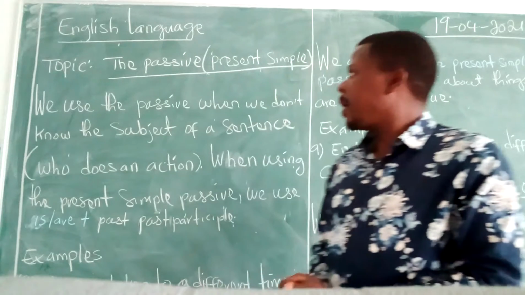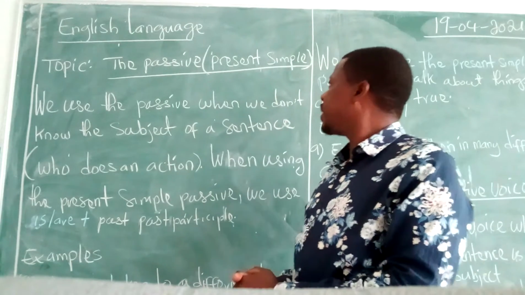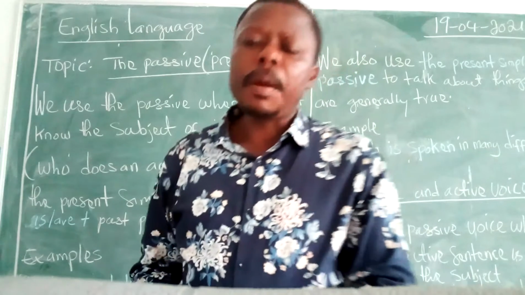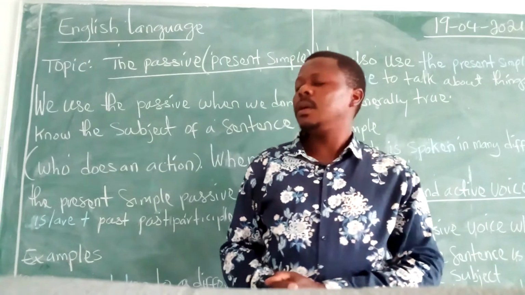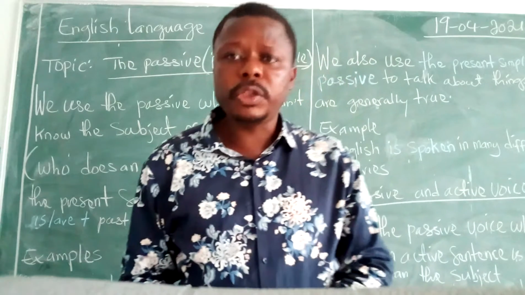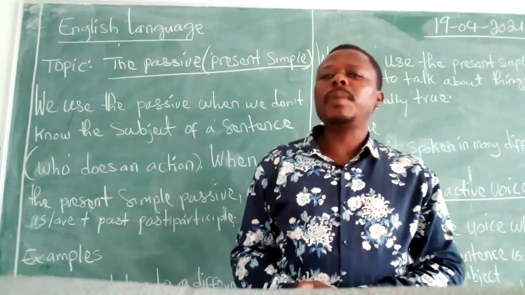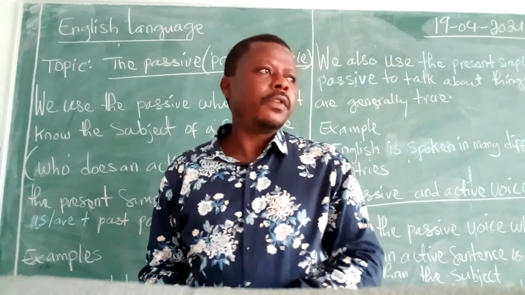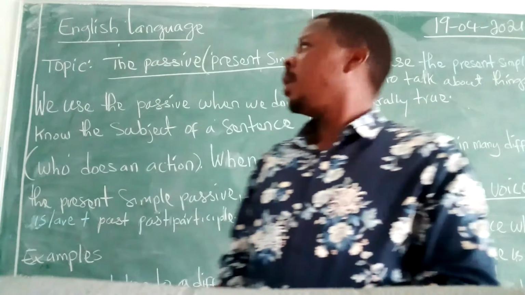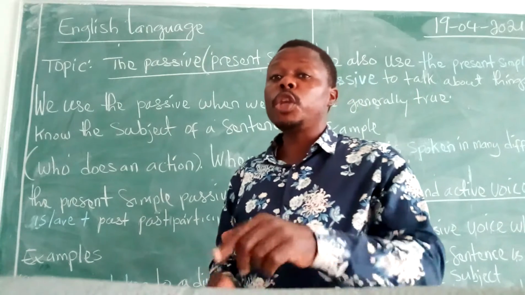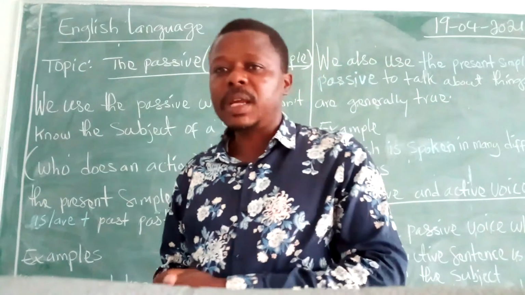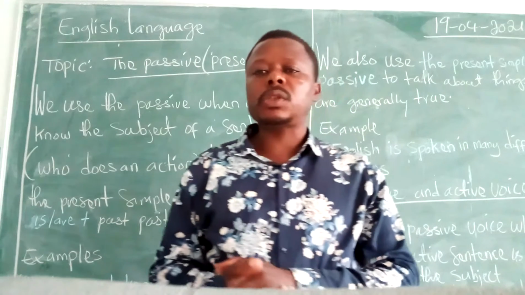Today, we are looking at the topic passive present simple. In our previous English lesson, we saw the use of going to talk about future plans and arrangements, intentions or actions. So we saw how we use going to in English to talk about future plans and arrangements, intentions and actions.